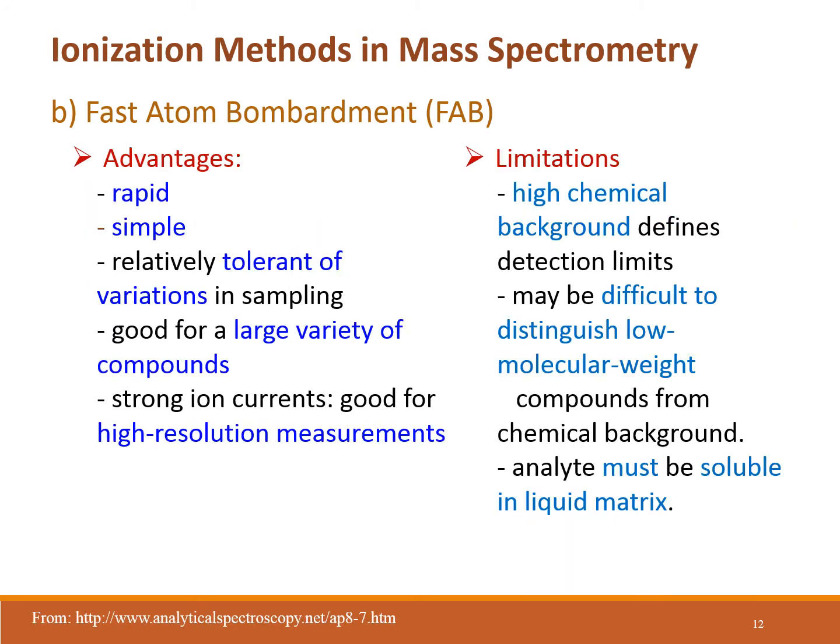The advantages of FAB: it is rapid, simple, relatively tolerant of variations in sampling, good for a large variety of compounds, gives strong ion currents, and is good for high resolution measurements. Their limitations are high chemical background, poor detection limits, and it may be difficult to distinguish low molecular weight compounds from chemical background. Analytes must be soluble in the liquid matrix.